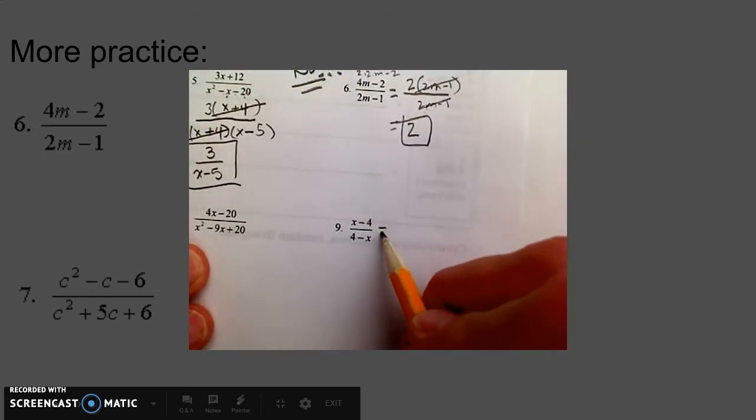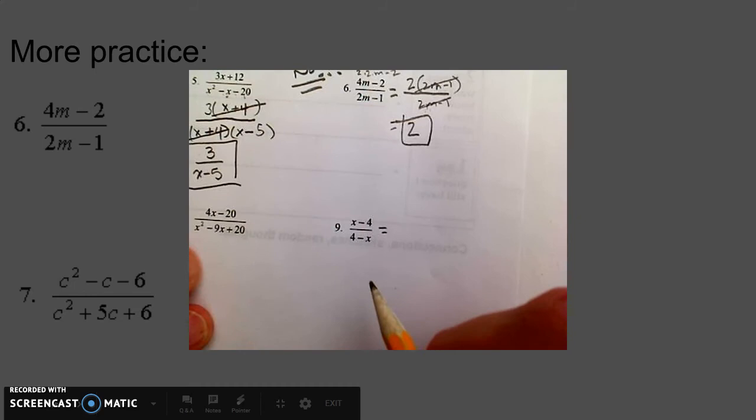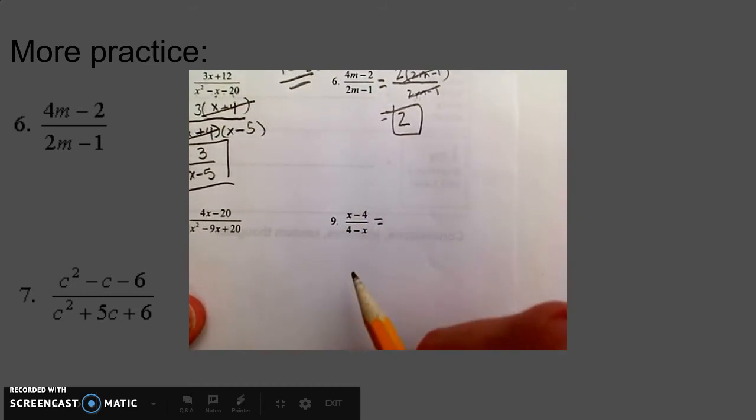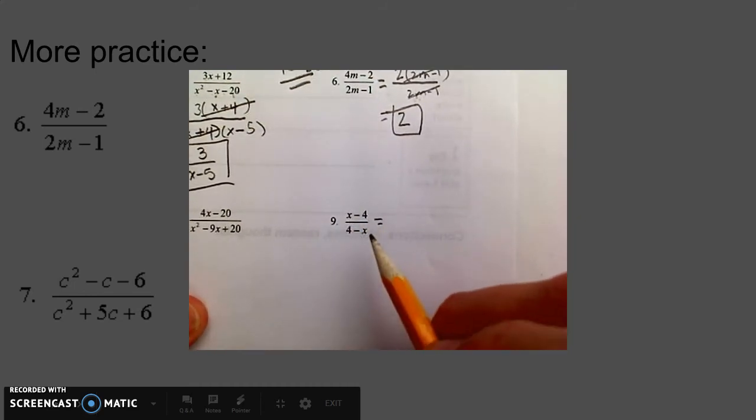Let's look at this one. X minus 4 over 4 minus x. The temptation is to try to cancel everything here, but we know we can't go inside the terms to cancel.